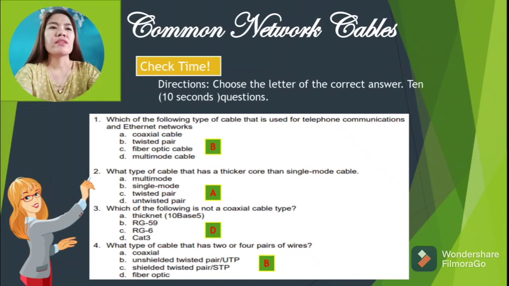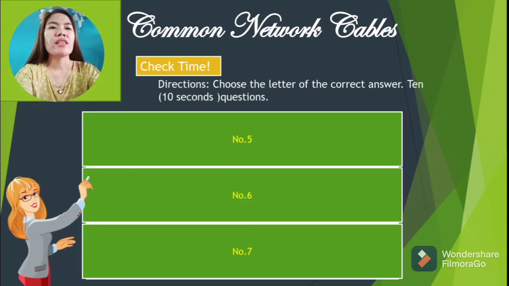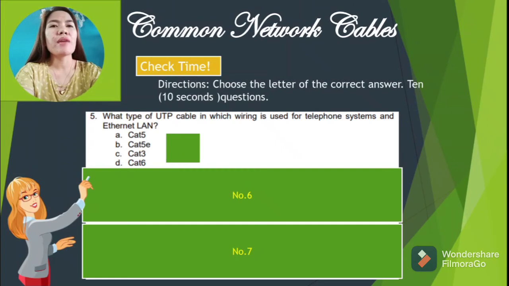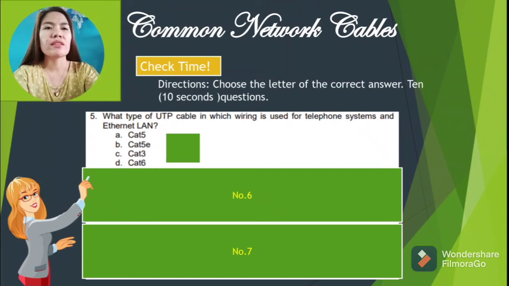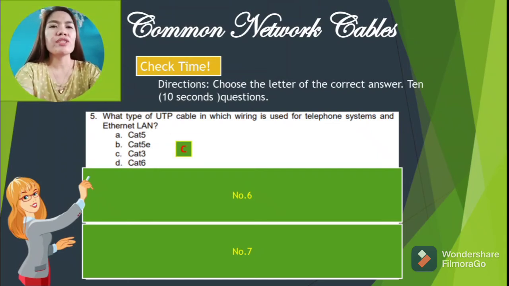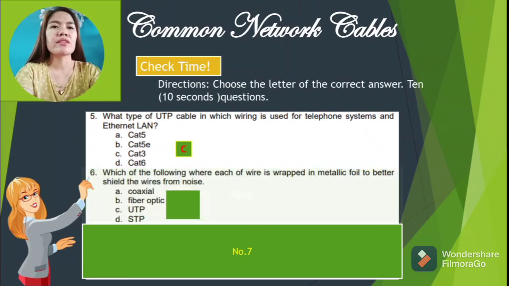Okay, so next is number 5. What type of UTP cable in which wiring is used for telephone system and Ethernet LAN? Okay, it's letter C, Cat 3. How about number 6?